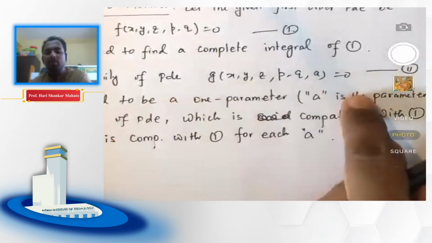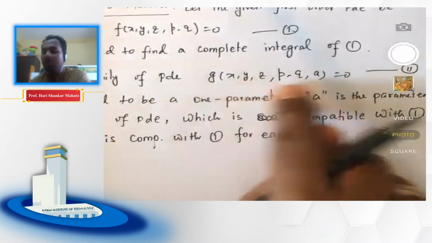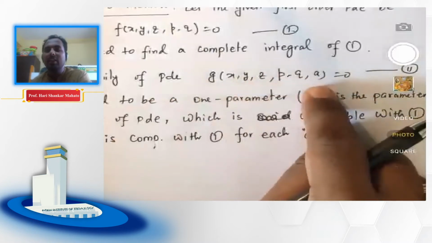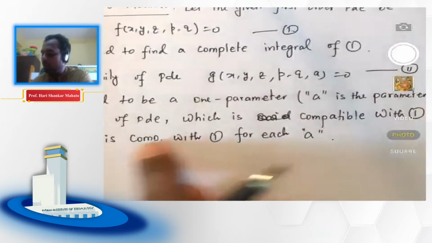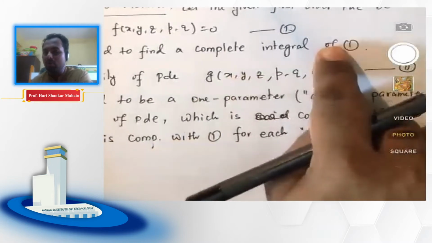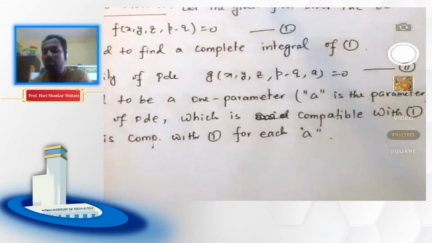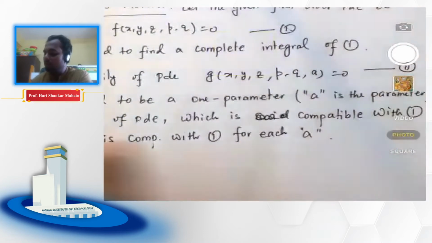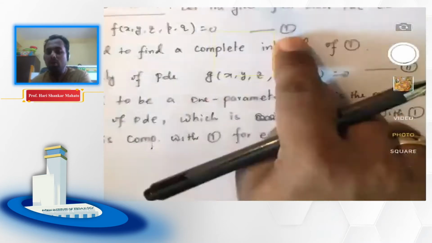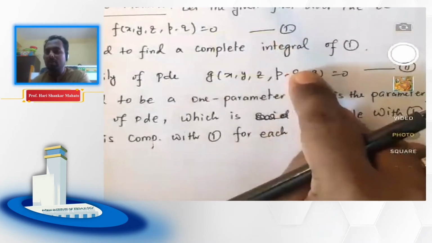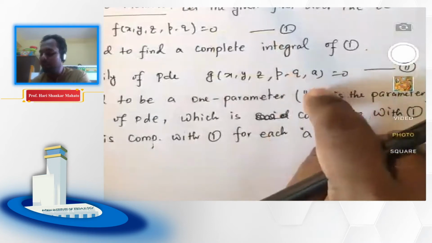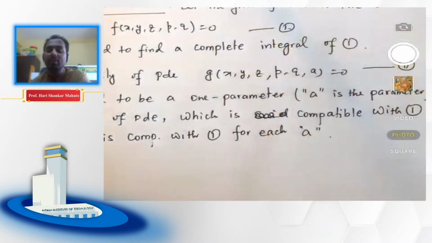So we are starting with a one parameter family of PDE, where we are considering a as the parameter, and we say that this PDE is compatible with 1. The condition of compatibility is the same. Either you can check with the four Jacobian method, or you can check with the one Jacobian and find out the common solution. So we say that g is compatible with 1 if for every a it is compatible. That means it doesn't matter whatever value of a you take, it will always be compatible. So it will satisfy that condition of compatibility for each a.